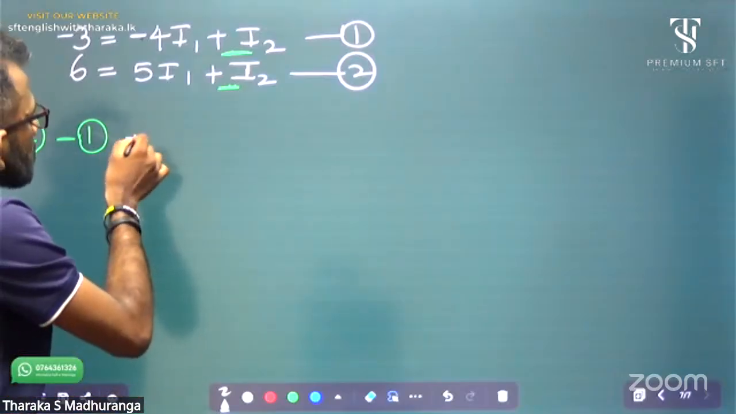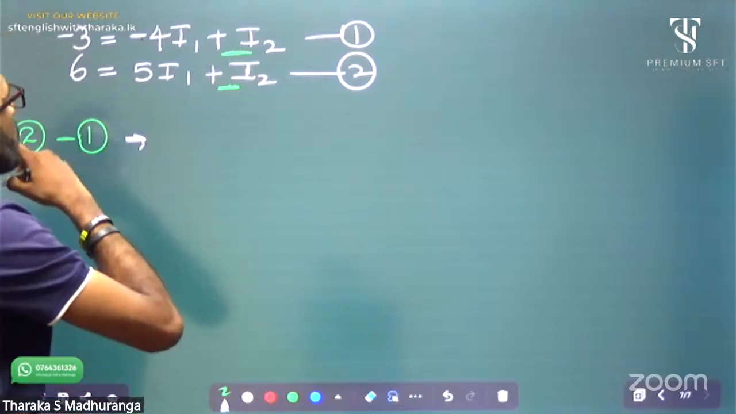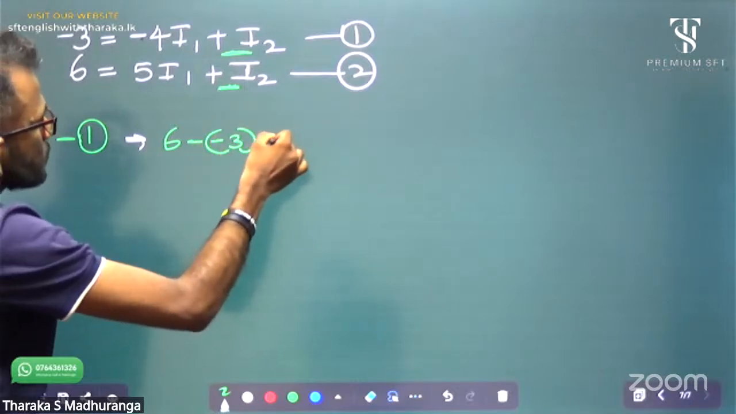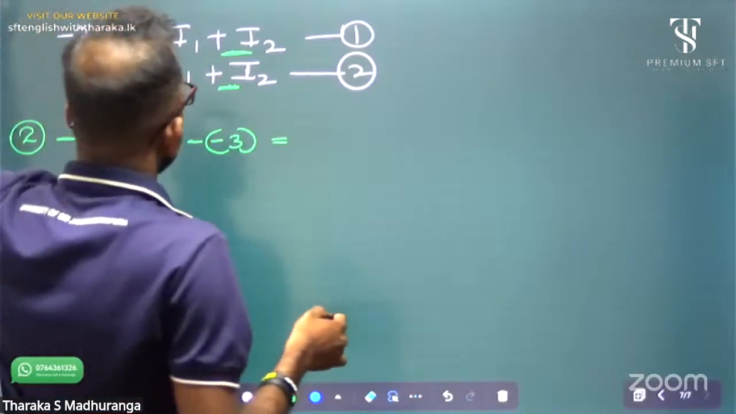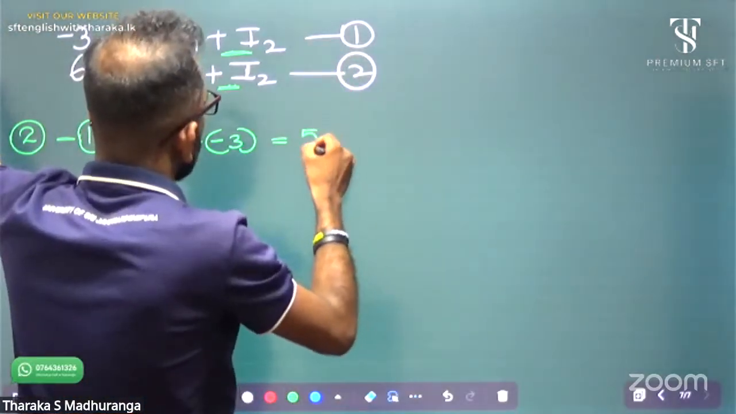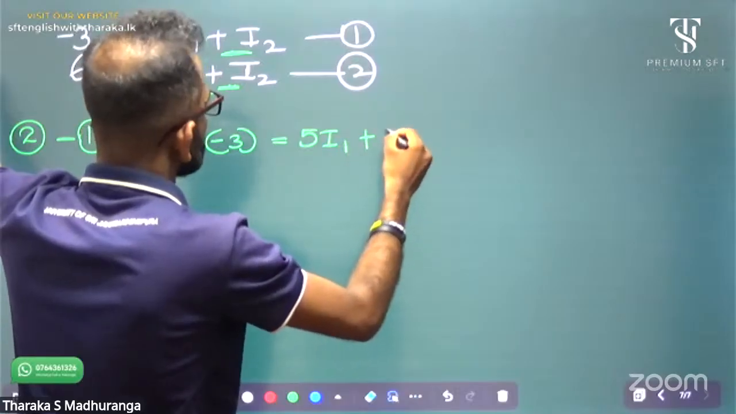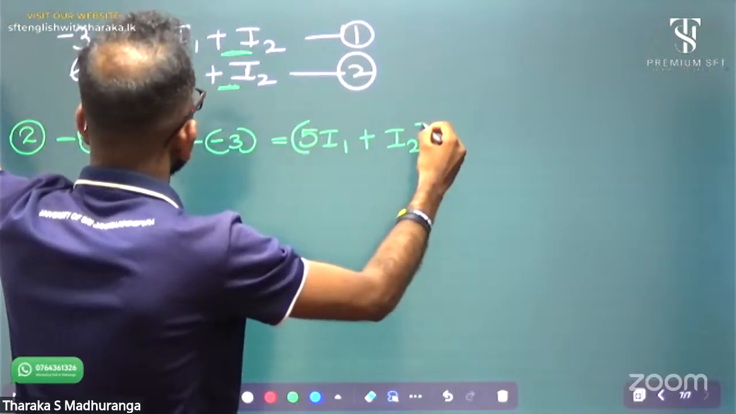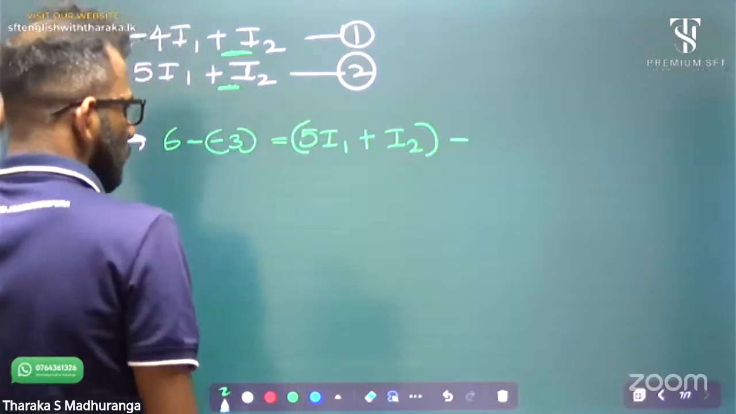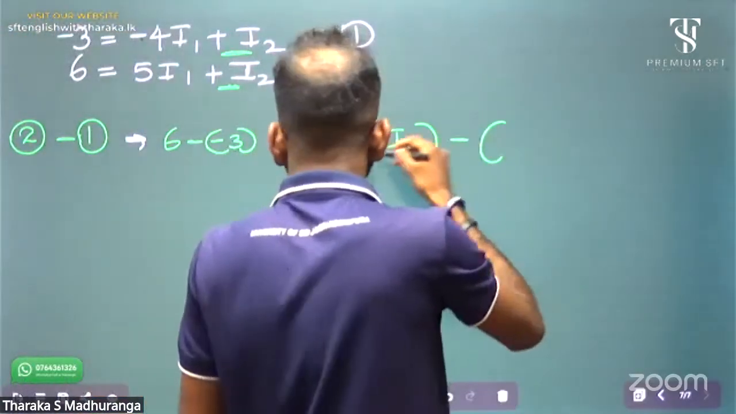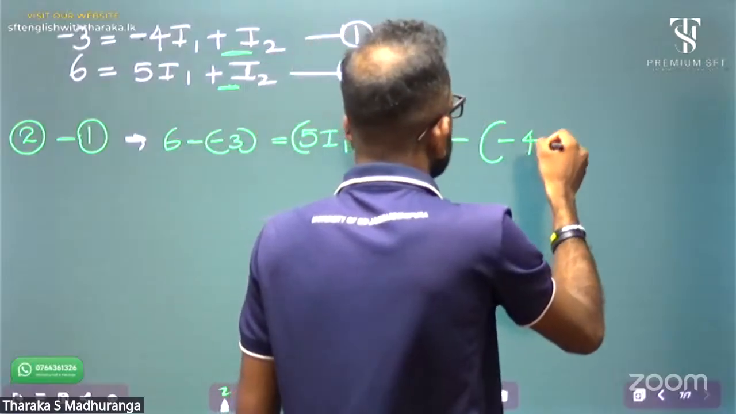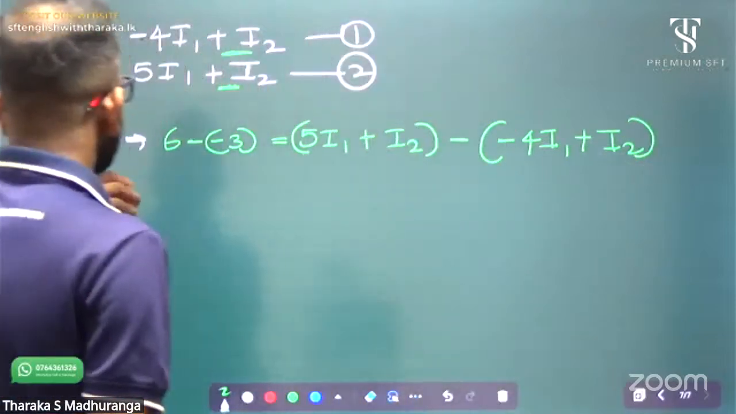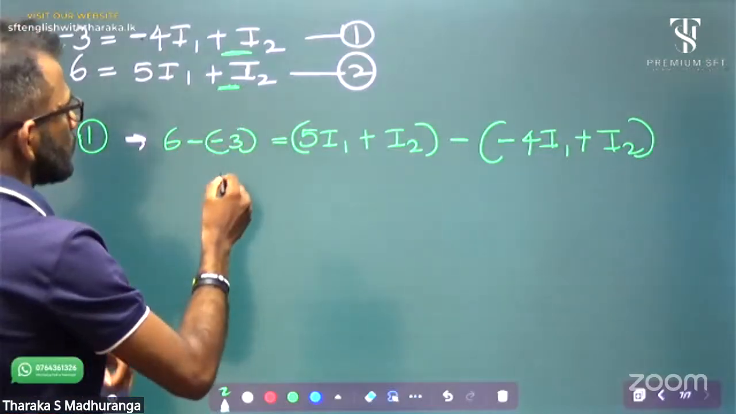Okay, now 2 minus 1, then 6 minus 3. 6 minus 3 equals 2 minus 1, therefore 5I1 plus I2 minus, brackets are very important for subtractions, brackets very important, minus (4I1 plus I2). Okay, 6 minus 3, it is 9.